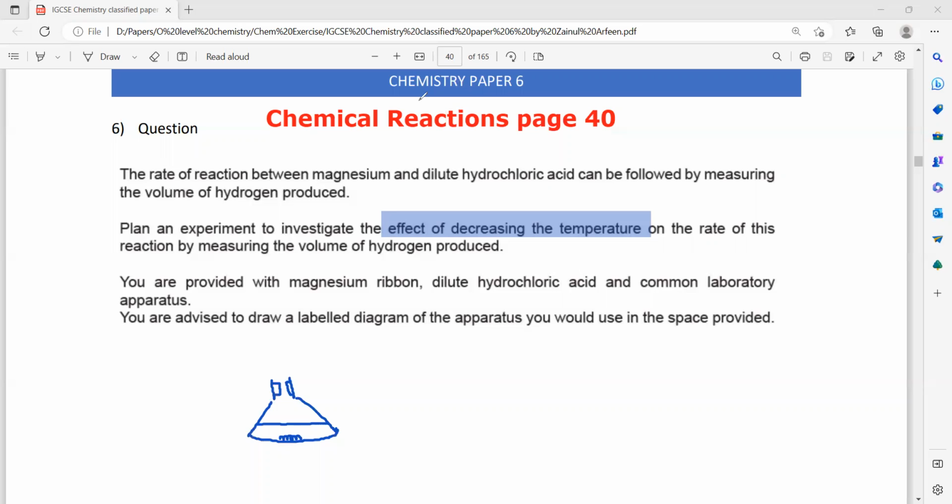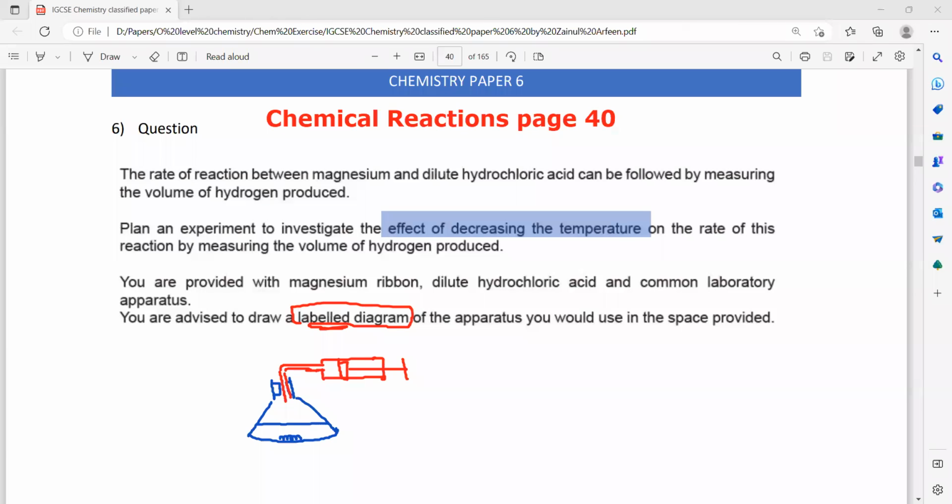First, we will do it at high temperature and then decrease it, and compare the volume in unit time. And there will be a gas syringe, or you can collect over water as well to measure the volume of gas which is given off. This is the apparatus, and it should be labelled. In the labelled diagram you have to label each part: gas syringe, delivery tube, conical flask, bung, magnesium, hydrochloric acid. So you have to label all these parts.